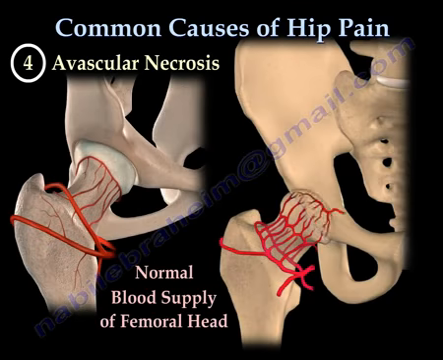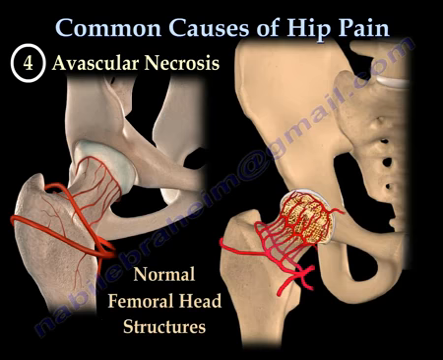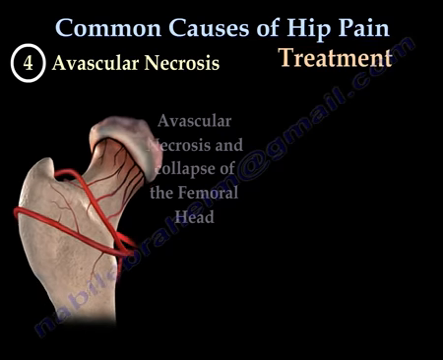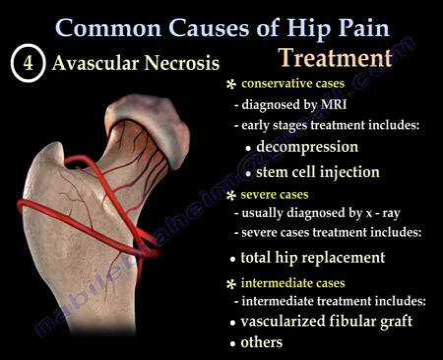Avascular necrosis is due to death of a segment of the bone when the blood supply of the femoral head is interrupted. The treatment is usually decompression, stem cell injection, or drilling if it is early. Early cases are diagnosed by MRI.